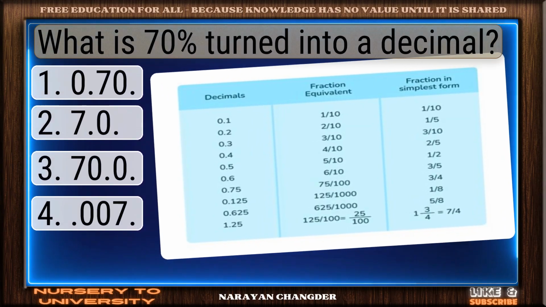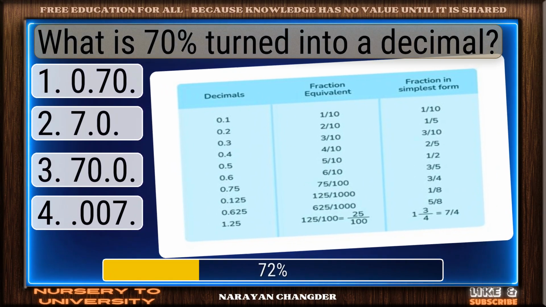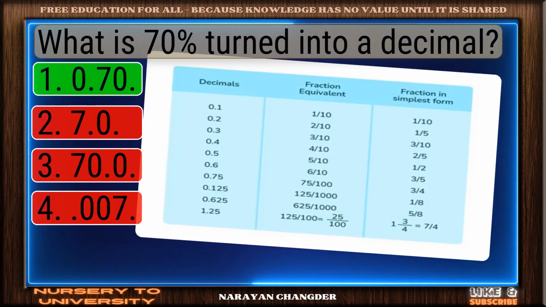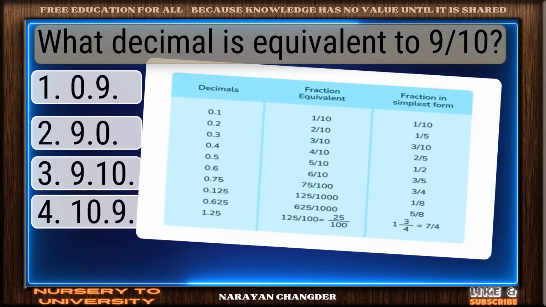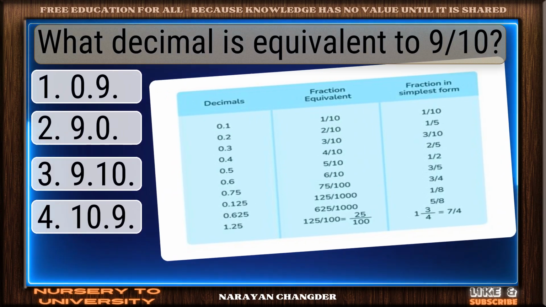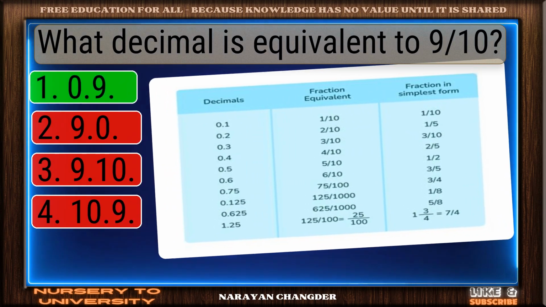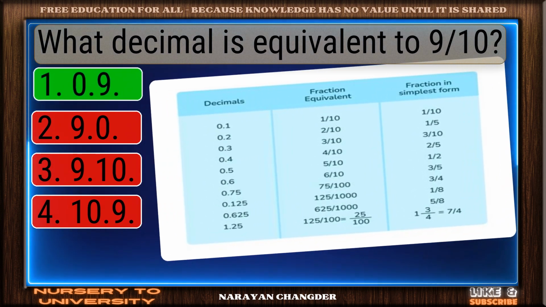Question number 59. What is 70% turned into a decimal? Great thinking. 0.70 is the right choice. Question number 60. What decimal is equivalent to 9/10? Clear logic. Your choice 0.9 is sound and 100% true.